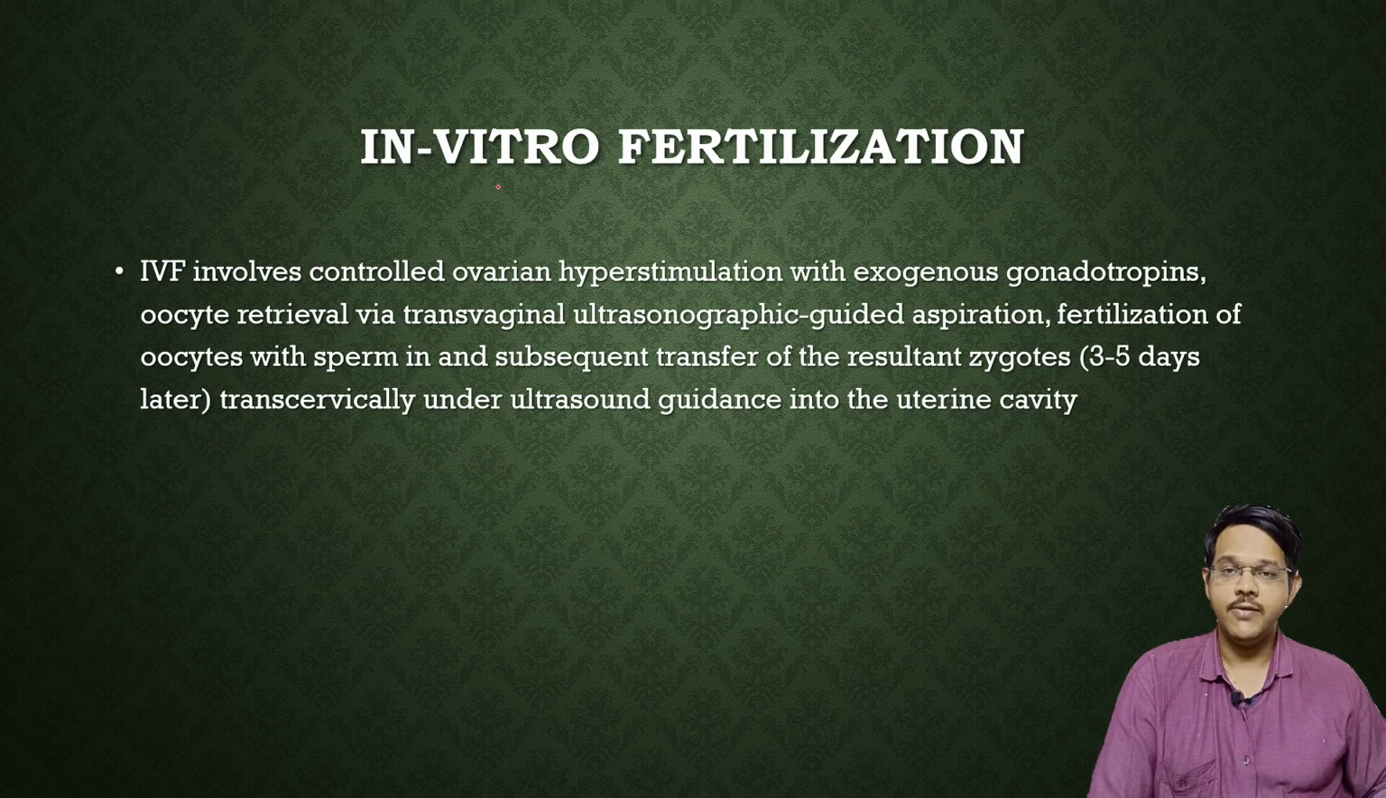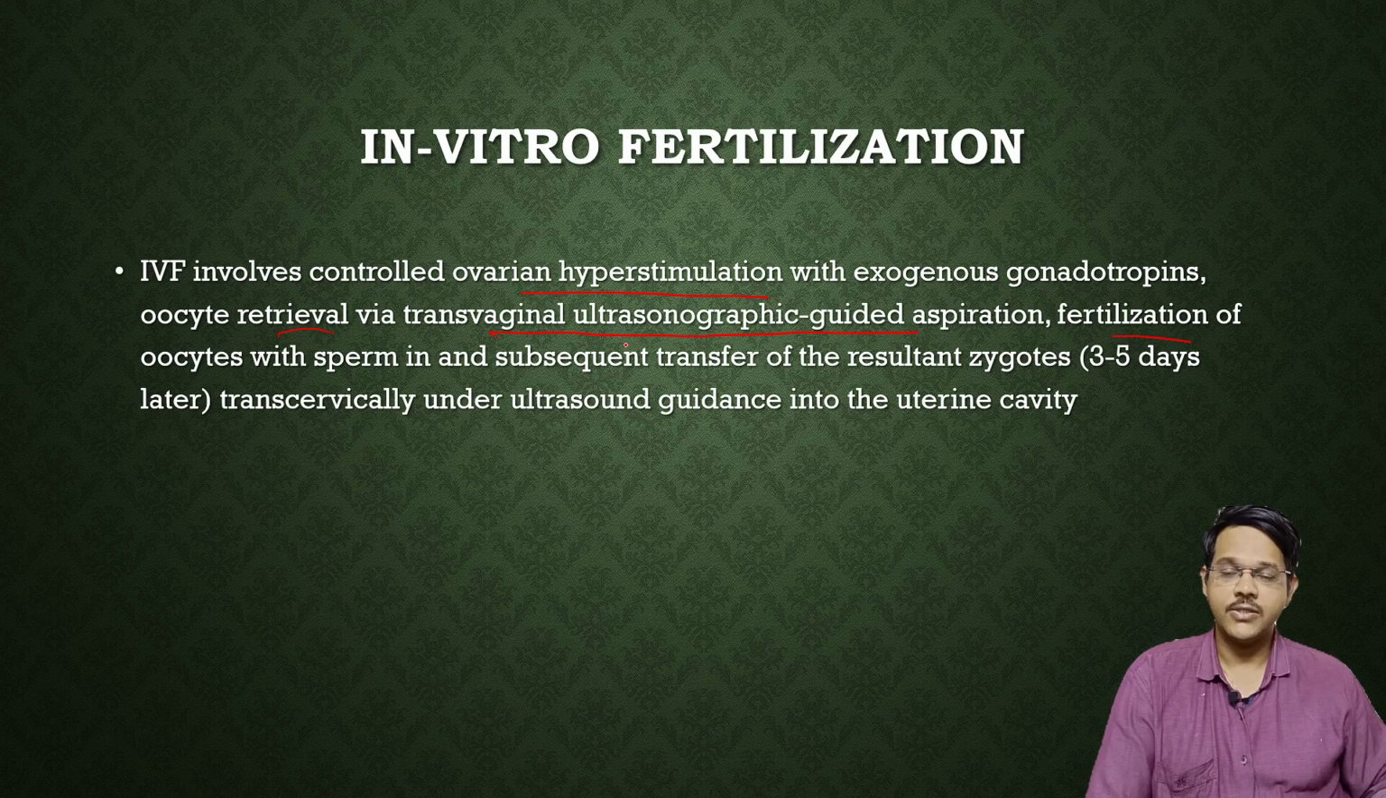Coming one by one, in vitro fertilization involves controlled ovarian hyperstimulation, that is, the ovaries are stimulated so that eggs are obtained. The oocyte is retrieved via transvaginal ultrasonographic guided aspiration. So once the ovaries are stimulated, eggs, that is oocytes, are obtained. There is fertilization of the oocyte with sperm outside the body.